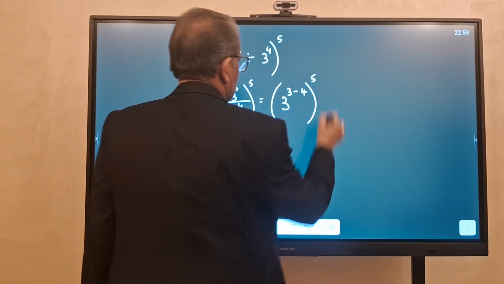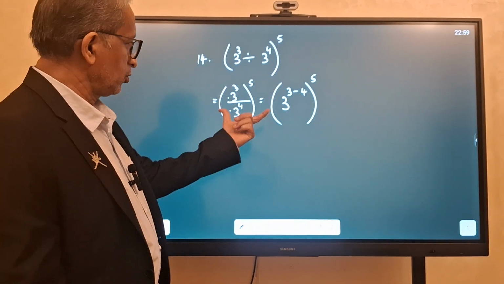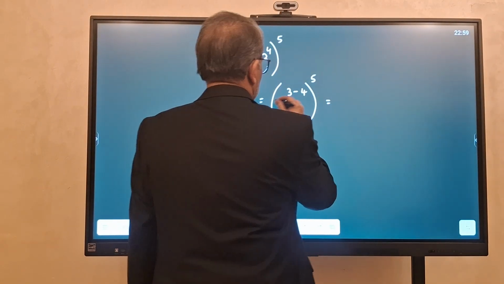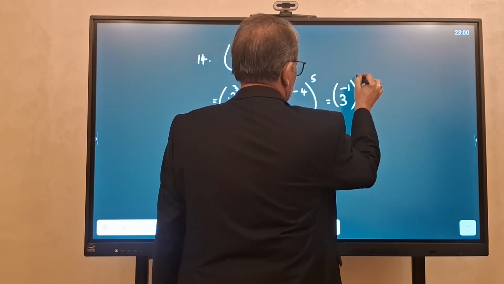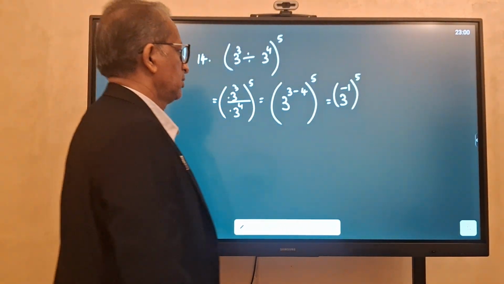Don't forget the power outside, it is 5. I did not touch it. I am only simplifying inside the bracket. So what is the power of 3? 3 power minus 1 to the power 5, because 3 minus 4 is minus 1.